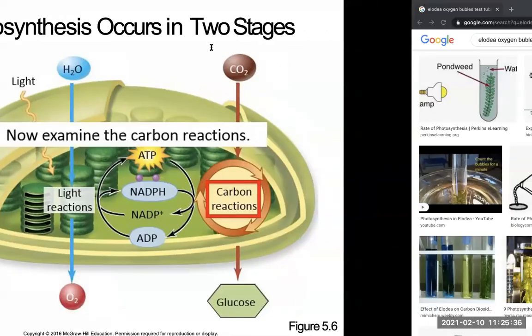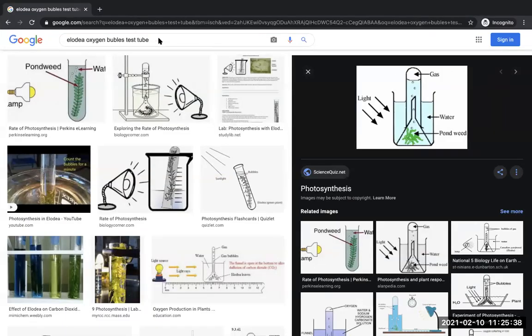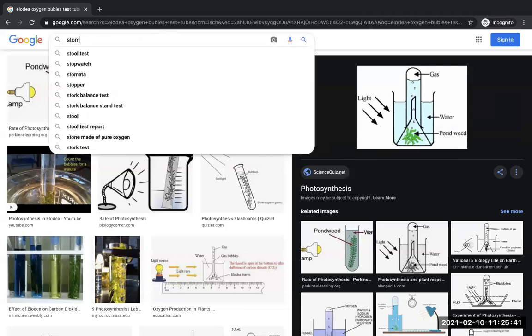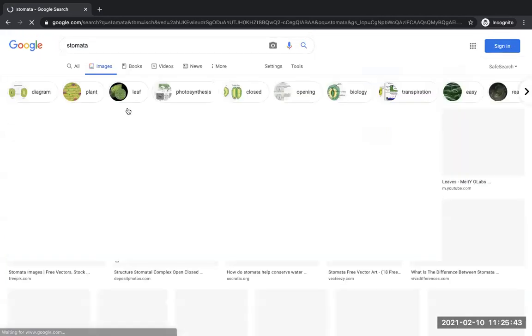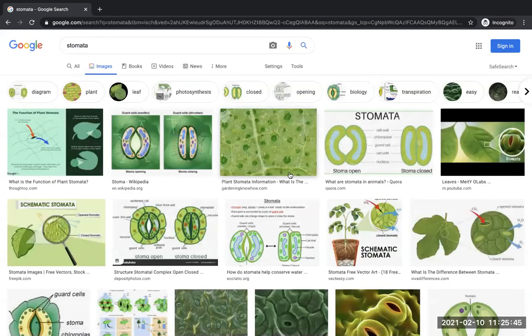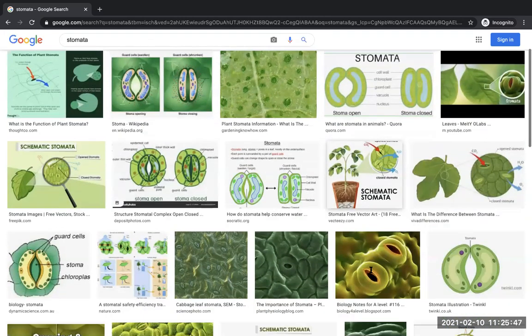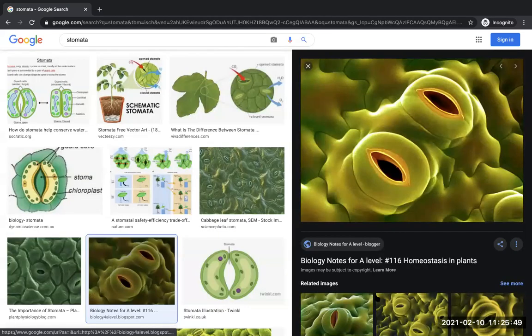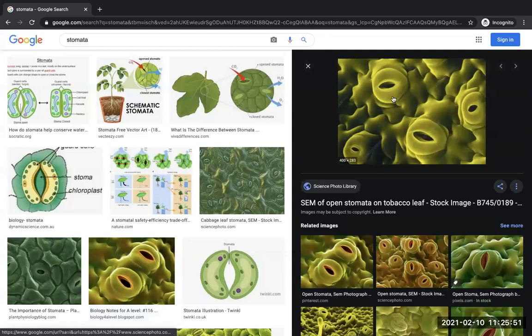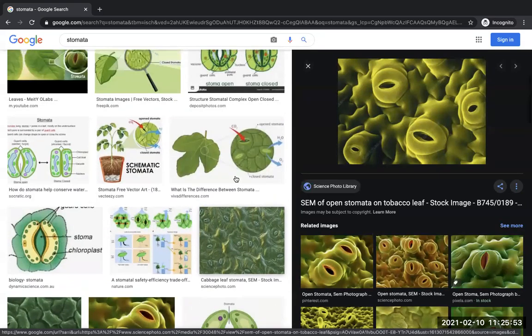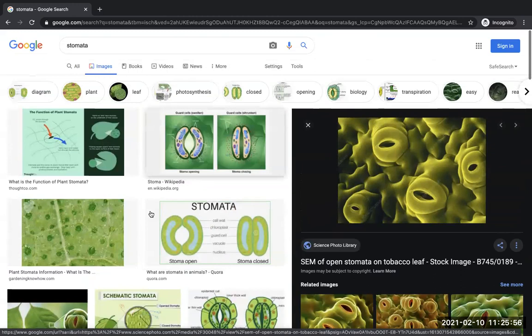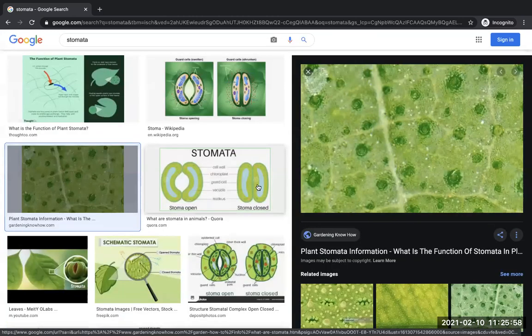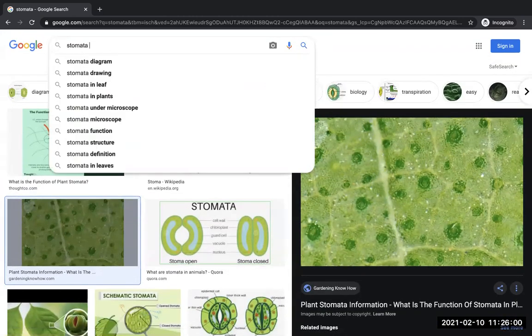Also, I want to show you stomata under an electron microscope. This is what it looks like under an electron microscope. This is not possible through light microscopes. So those are the openings. This is what it looks like under a light microscope.